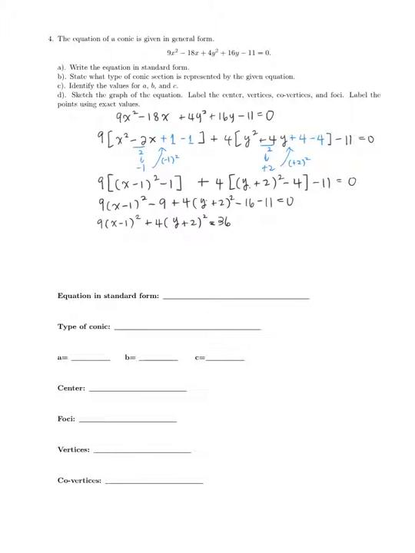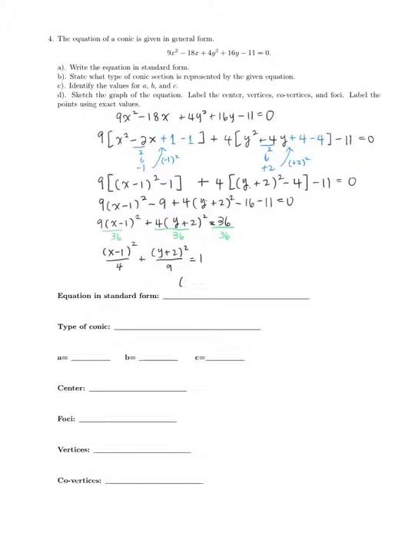Okay, sorry about that. Okay, so dividing by 36. It looks like what we're going to get is (x minus 1) squared over 4 plus (y plus 2) squared over 9 equals 1. So this is going to be an ellipse.